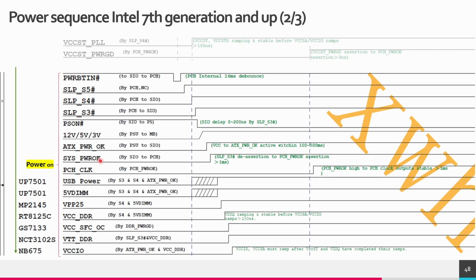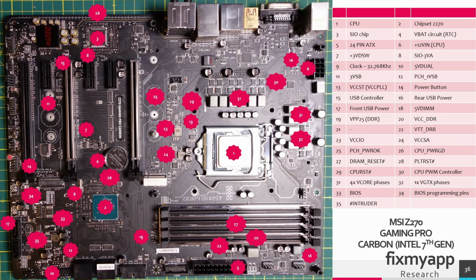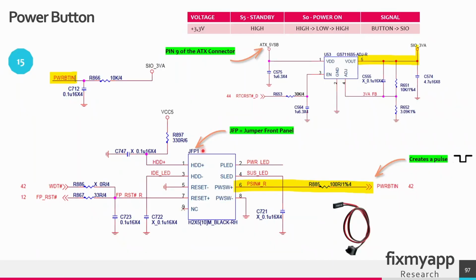To start the power on sequence, we are waiting for an event, and this event will be pressing the power button. This power button will create a pulse, and that will be the signal to start the power on sequence. In area 14, the front panel jumpers are located. On these jumpers you can connect switches like the reset switch and the power switch. So in area 14 we saw the jumpers, so these are the jumpers. And on the power switch pins, the minus and the plus pin, we have to connect this power button.